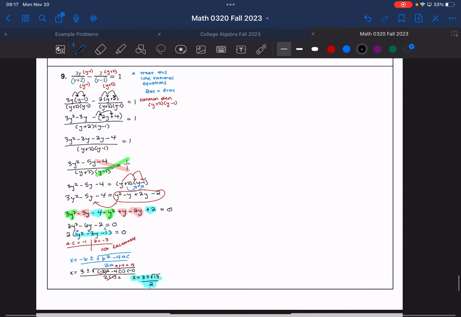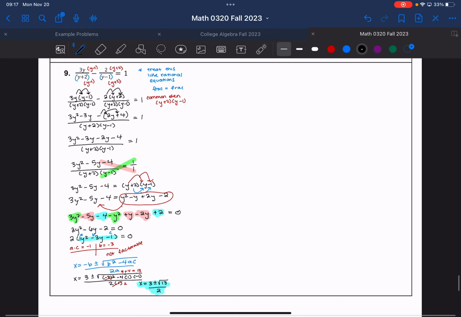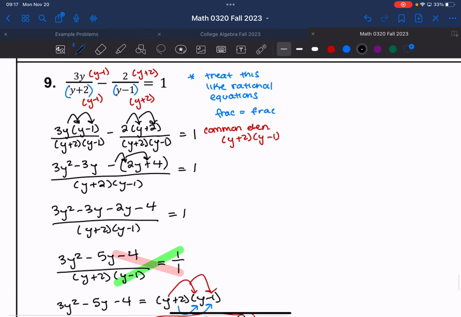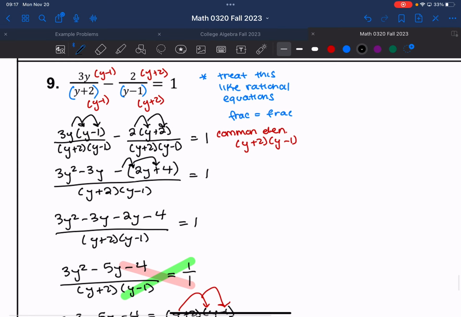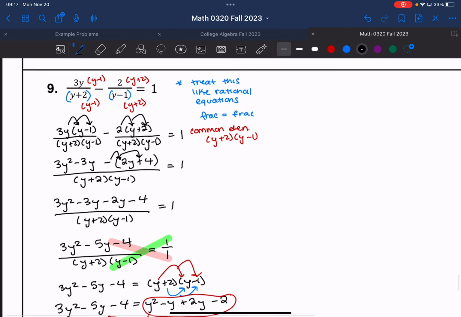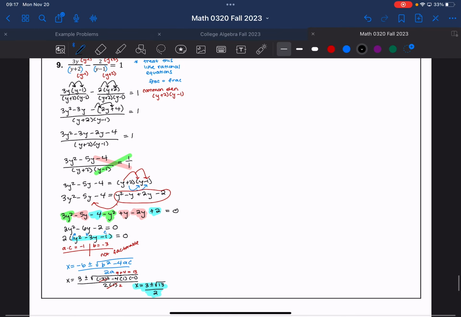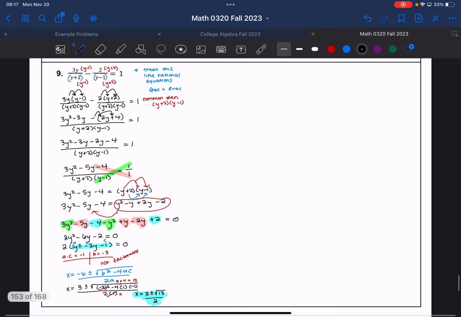So notice in this problem here, we did not have to use u substitution at all. We just used all our knowledge of other things, okay? So typically when you see a problem like this, they are not going to say use u substitution. They're going to say solve this rational equation. And you're going to solve it exactly like this using everything you learned for rational equations.